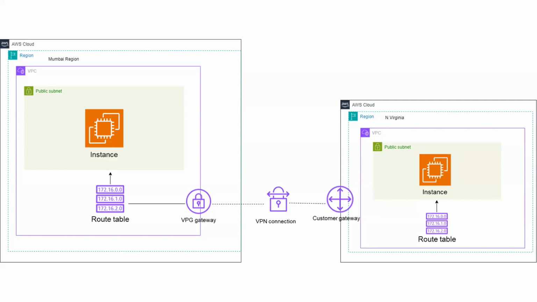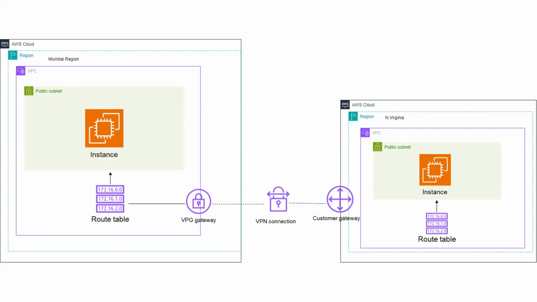The route table for the public subnet in the Mumbai region is configured to use the VPN connection to route traffic to the internet. This means that traffic originating from the instance in the Mumbai subnet will traverse the secure VPN tunnel to reach the internet.